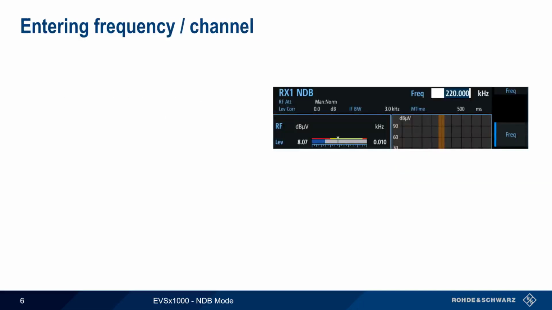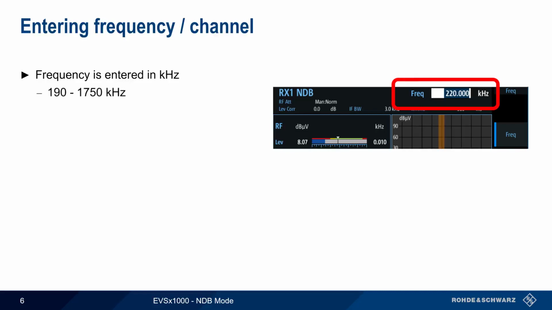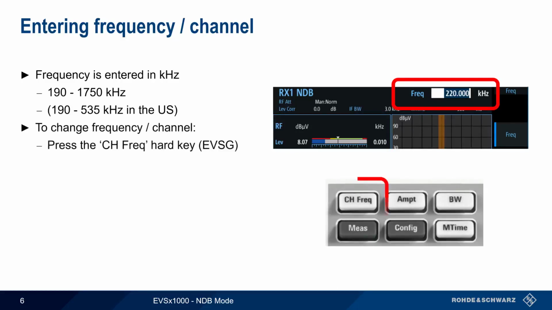The first step in NDB analysis is entering the beacon frequency in kHz. Globally, NDBs normally operate in the frequency range of 190 to 1750 kHz, although in the United States, the upper frequency is limited to 525 kHz to avoid interference to the AM broadcast band. To change the frequency on the EVSg, press the Channel Frequency hard key. In VNC mode, use the keyboard shortcut Q to enter the desired NDB frequency.